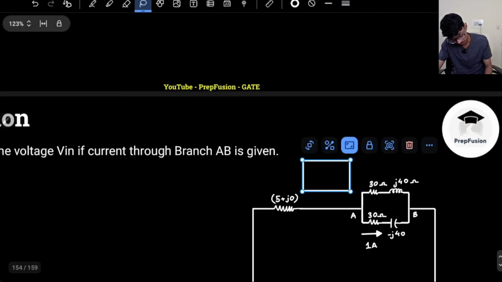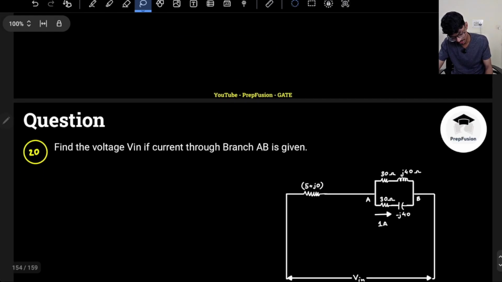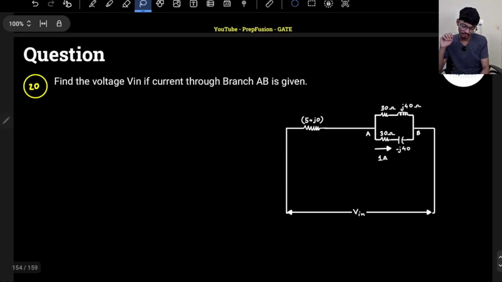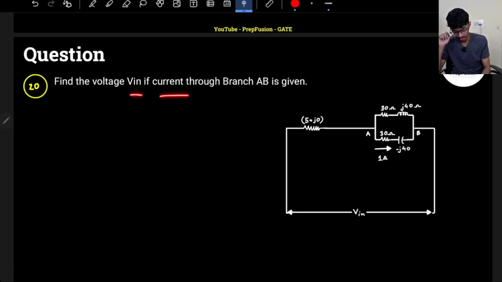So this is also a very, very good question. Here we have to find out the voltage V in if the current through AB branch is given as 1 ampere. First thing is that they have not told you anything about phase. So what phase will you assume? You will assume this to be in the zero phase only, because they have not told you anything about phase.